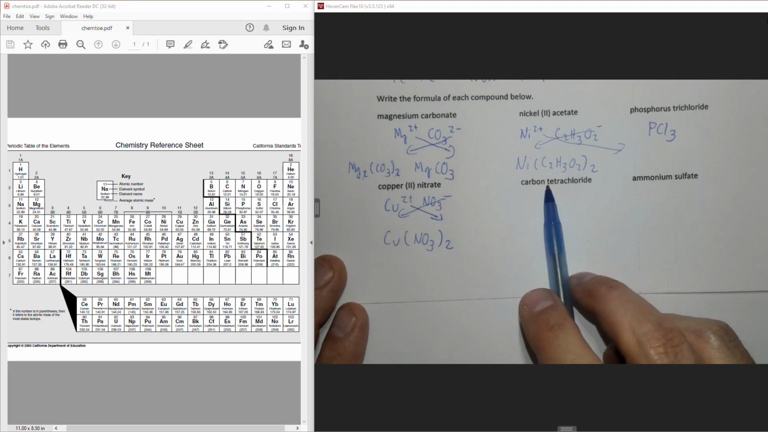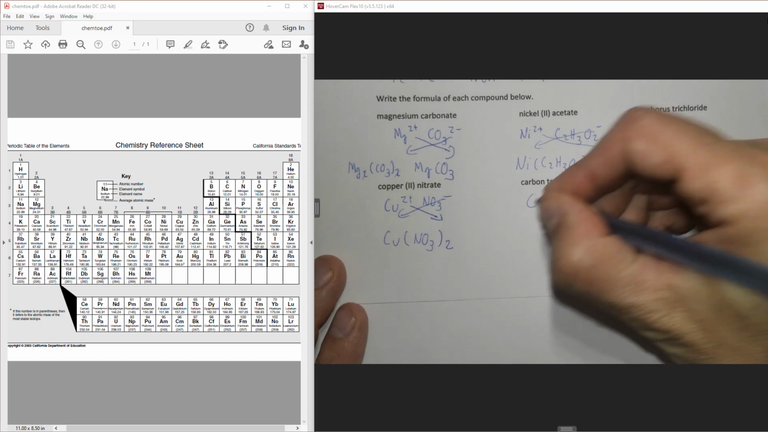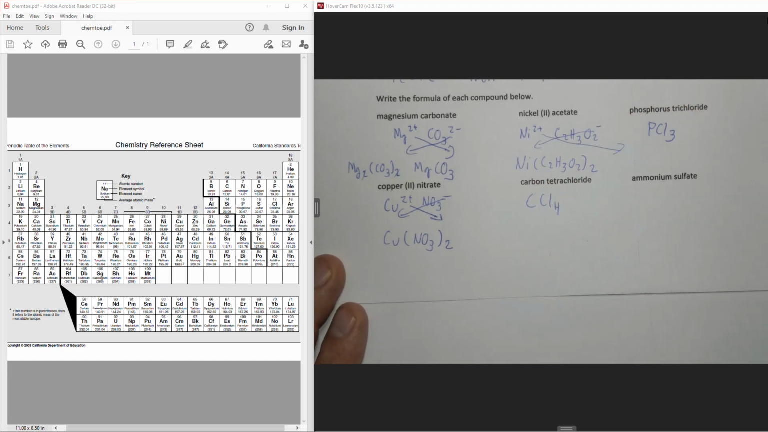Carbon tetrachloride. Carbon tetrachloride is a covalent compound containing only nonmetals. CCl4. Tetra means 4.